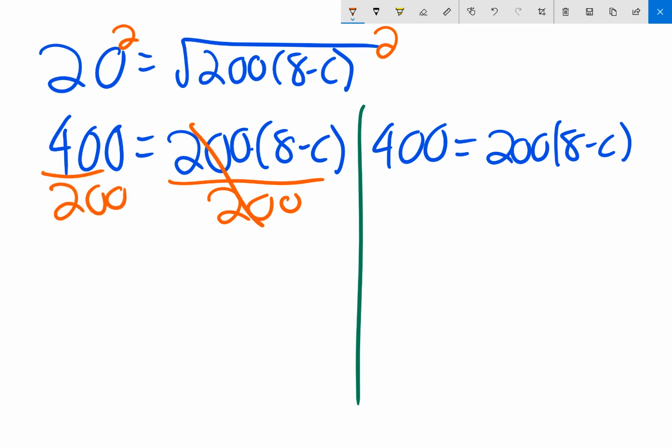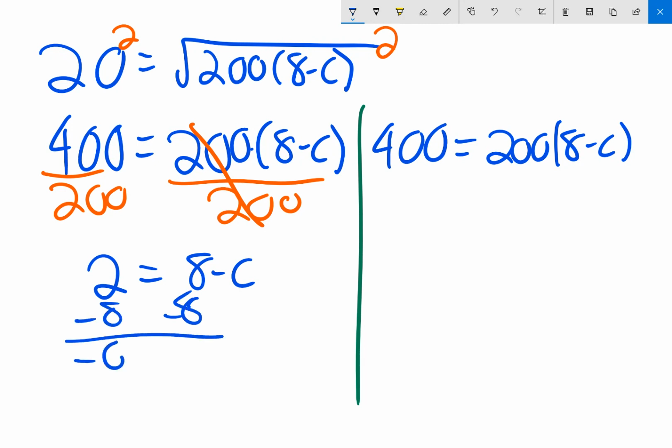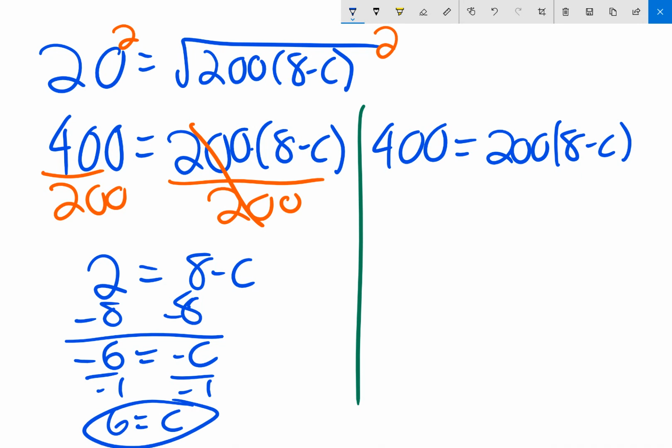That way the 200 will go away, and I'll have only the 8 minus c on the right side, and 400 divided by 200 is just 2. So that makes a pretty simple equation to solve. When you subtract 8, you'll have negative 6 equals negative c. And when you divide by that negative, you'll get 6 equals c. So that's one way to do it, where you just divide that 200 off.